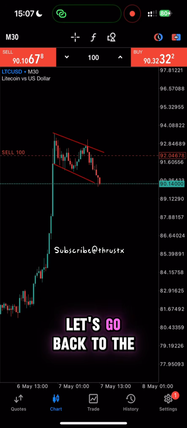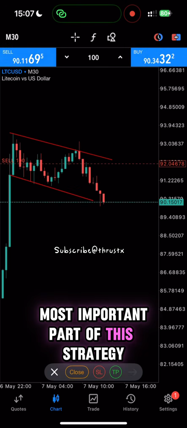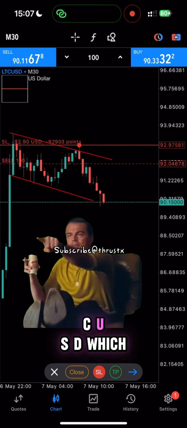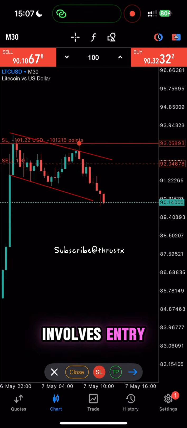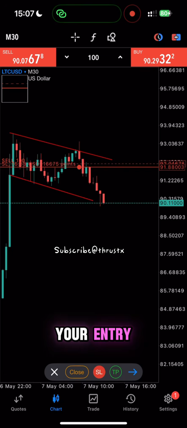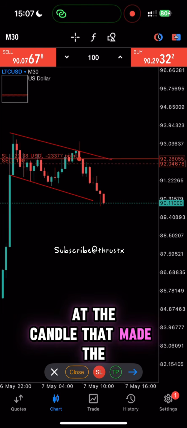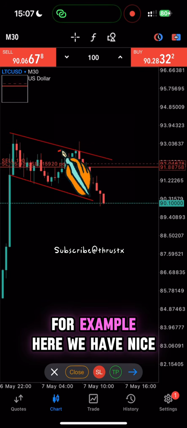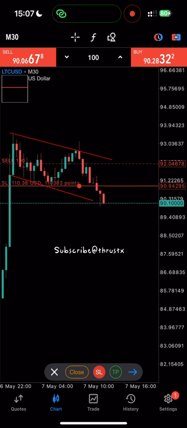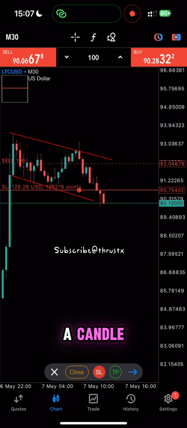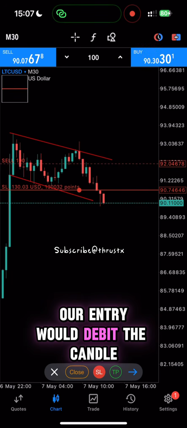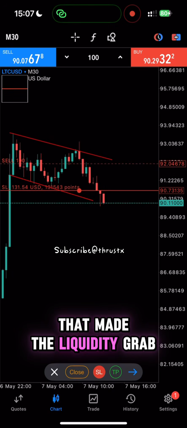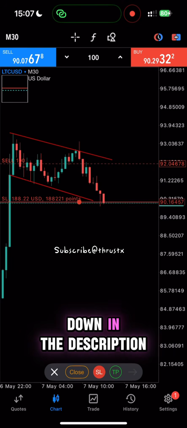Okay, let's go back to the most important part of this strategy. We are in LTC USD, which involves the entry. You are now going to mark your entry at the candle that made the liquidity grab. For example, here we have a nice little support. Price breaks this support with a candle. Our entry would then be the candle that made the liquidity grab.